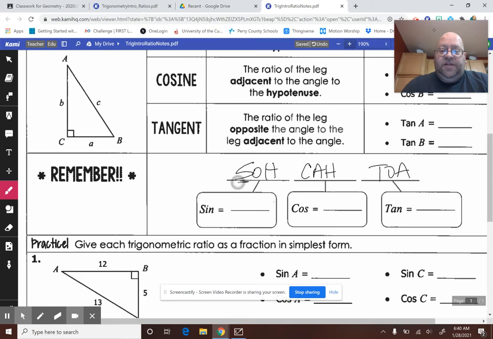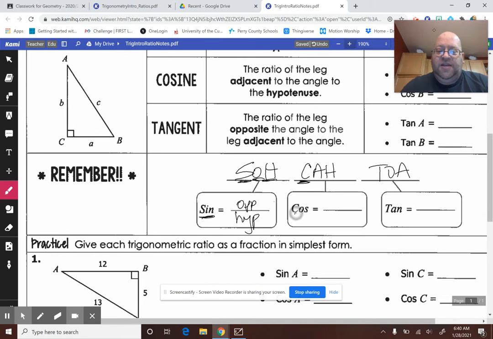So remember, this first letter is sine. It looks like sin. Math is not sin, though. So that stands for sine. The O and the H stand for opposite over hypotenuse. Now remember, these are ratios. So a ratio is really just a fraction, okay? So sine is opposite over hypotenuse.